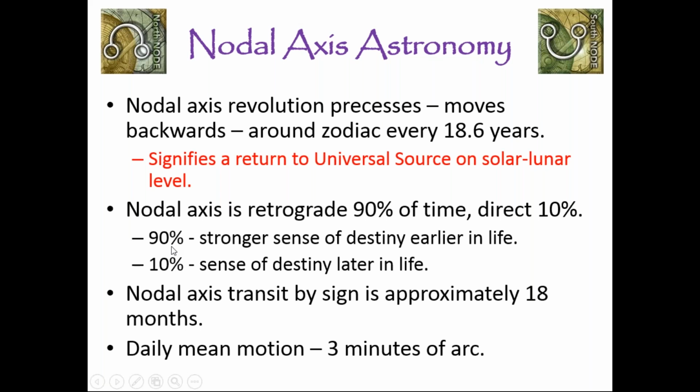If you were born with the nodes retrograde, you will recognize a stronger sense of destiny early in your life. If you were one of the 10% who were born with the nodes direct, that sense of destiny may not come until later in life.